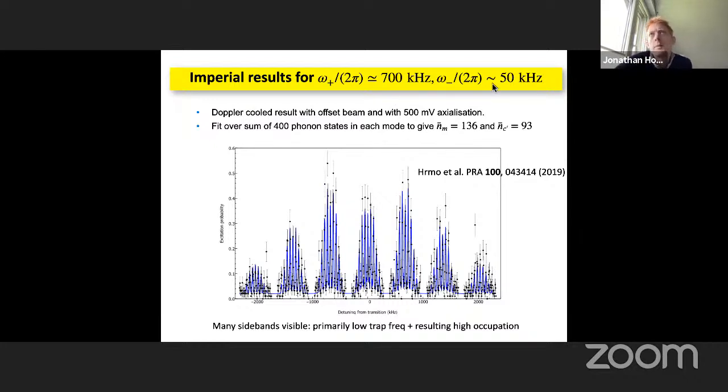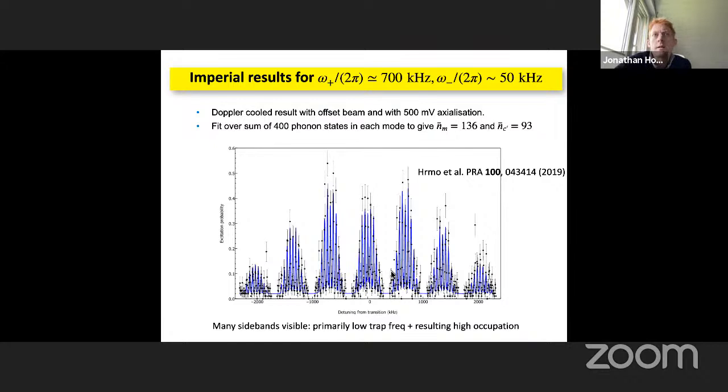So what you see, the frequencies of oscillation here are, by ion trapping standards, lowish. Typically people are working with more than 1 megahertz of trap frequency. And here you see a magnetron motion, which is at 50 kilohertz. The difference between those two means that the sideband structure is actually rather complicated, okay?